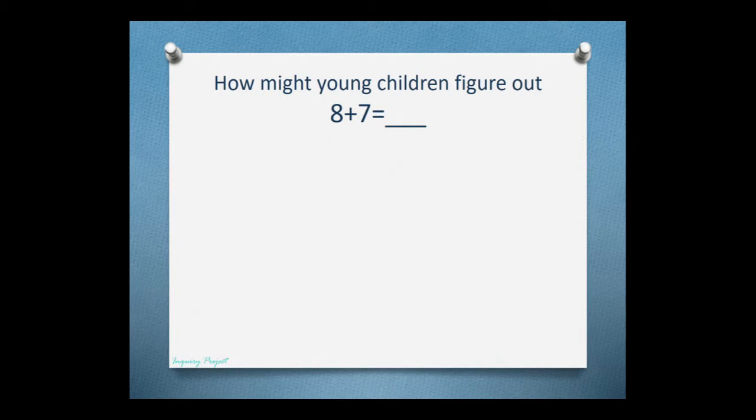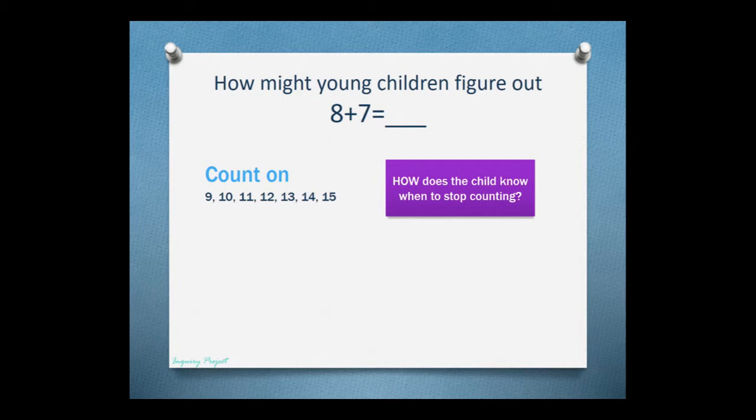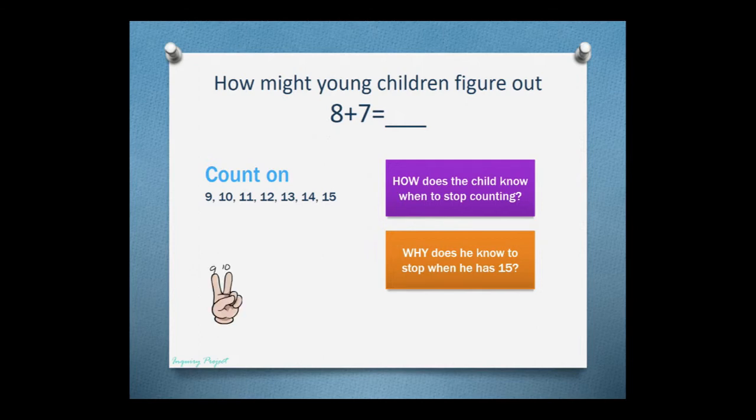the most common answer they give is children will count on. 9, 10, 11, 12, 13, 14, 15. Well, how does the child know when to stop counting? Why does the child know to stop when he has said 15 if he doesn't already know that that's the answer? Children have a variety of ways to know when to stop counting. Many put up fingers one at a time as they count on and stop when they have 7 fingers up. 9, 10, 11, 12, 13, 14, 15. I have 7 fingers up, so I'm going to stop.